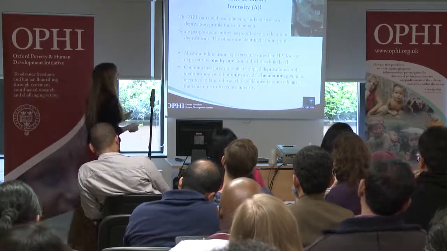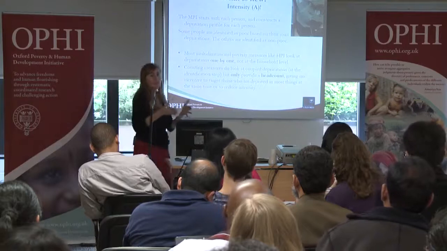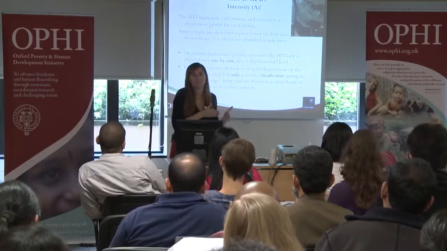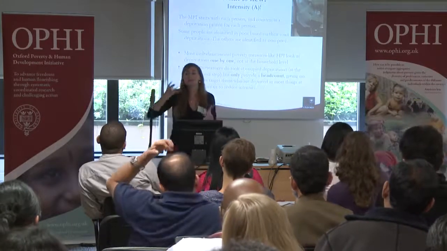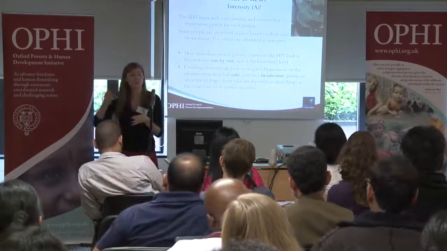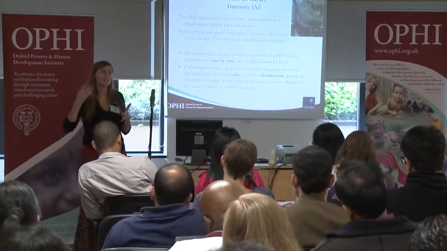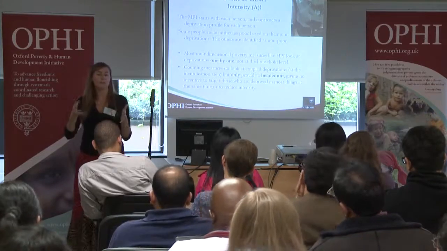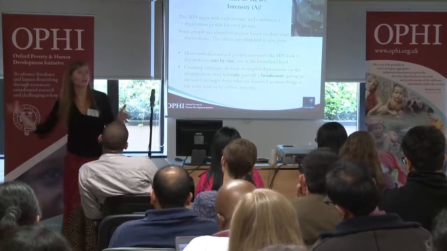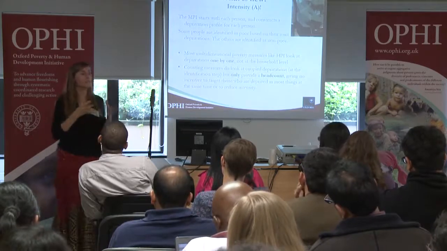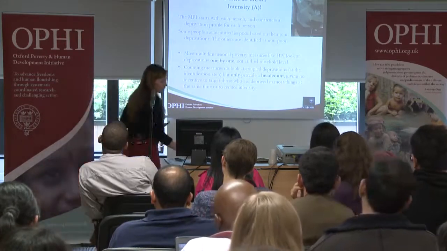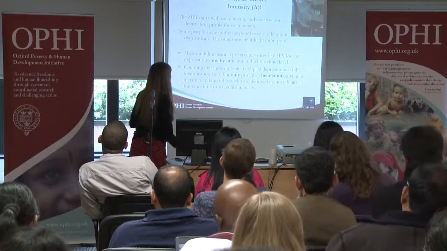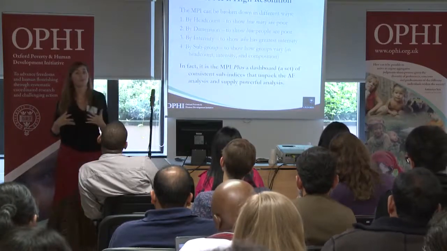What we're going to find is that the H component, the head count, doesn't change. But the intensity is the factor that is adjusting the final index to capture the fact that the people that are multidimensionally poor are now poorer than they were before. And this is one of the main advantages or the main features of this methodology.